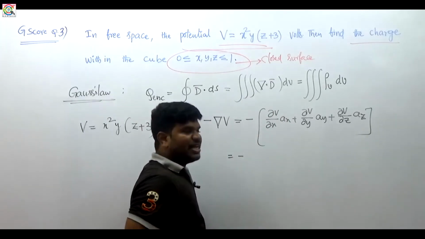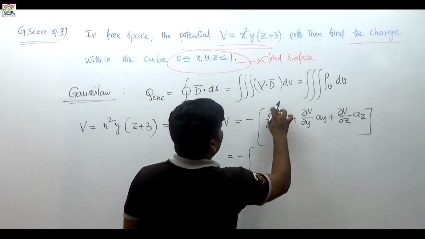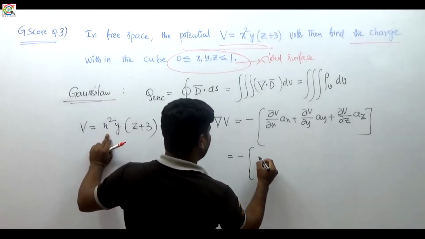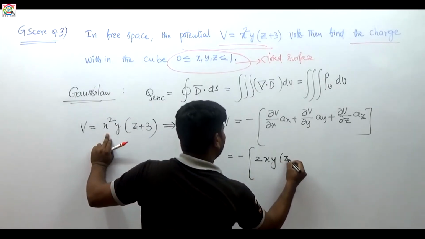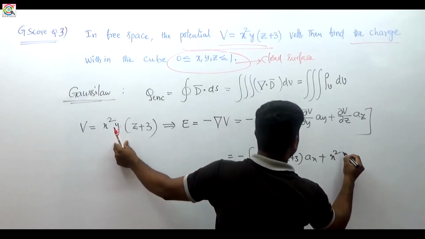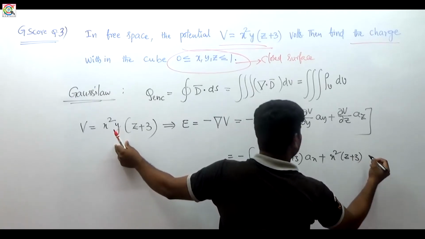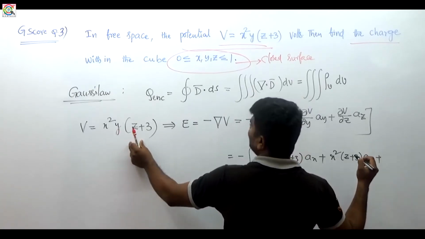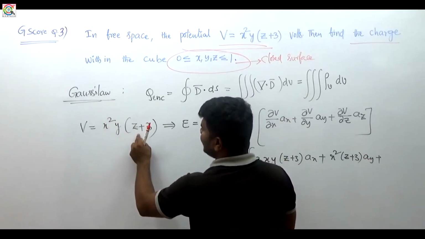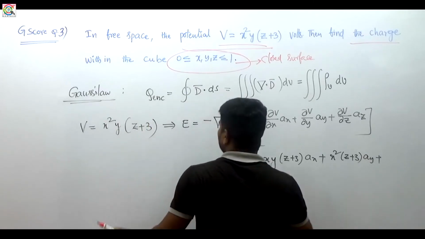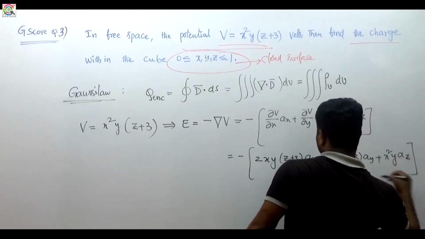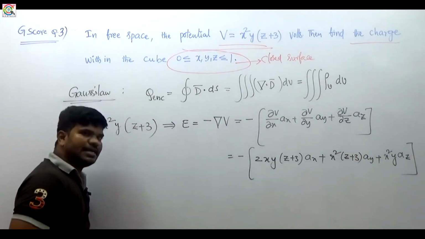Now if you simply write the partial derivatives, here minus of dou V by dou x. If you partially differentiate this, you will get 2xy(z plus 3) a_x plus dou V by dou y, which means x square into (z plus 3) a_y, plus dou V by dou z. So dou V by dou z means x square y into 1, so here you will get x square y a_z.